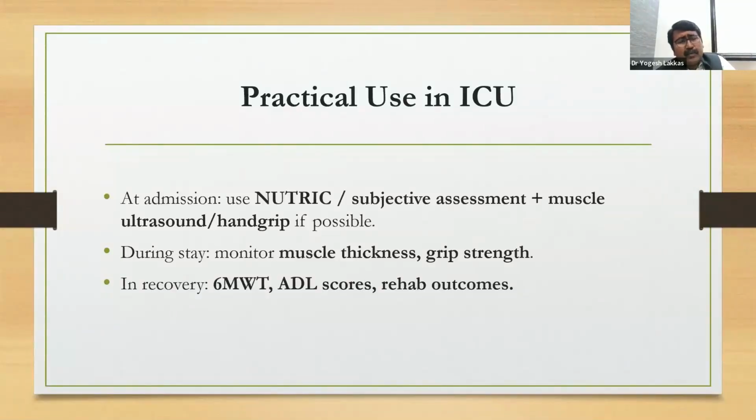Practical use in the ICU in day-to-day patient care. At admission, you can have your NUTRIC score, then subjective assessment, and you can have muscle ultrasound and hand grip, which can be practiced regularly. During the stay, monitor muscle thickness and grip strength. Then in recovery, the 6-minute walk test and activity of daily living scores can be applied, and rehabilitation outcomes you can measure.